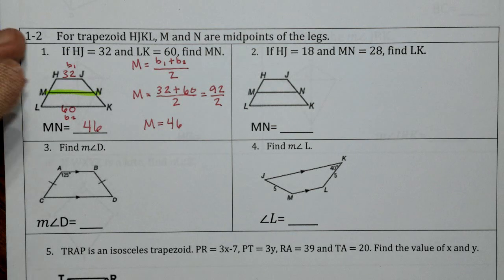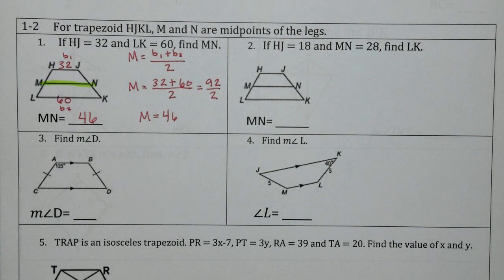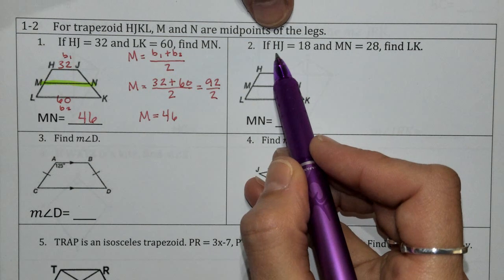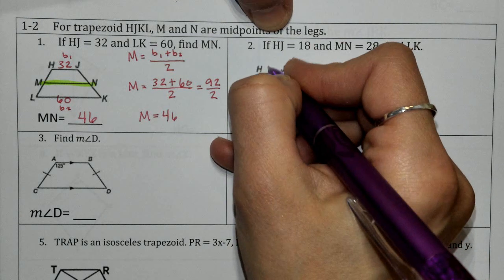The next problem we're going to look at, number 2, we're going to have to work backwards to find one of the bases. So now I'm going to be given one of the medians. So we look here, we have that HJ right here is 18.